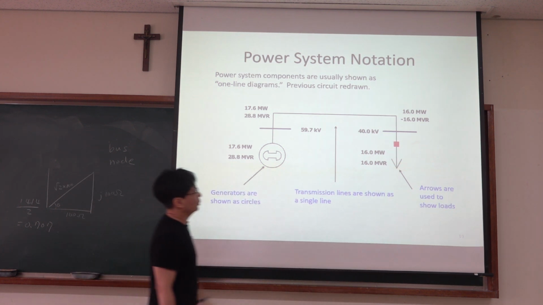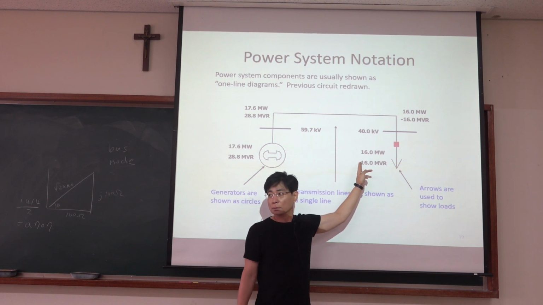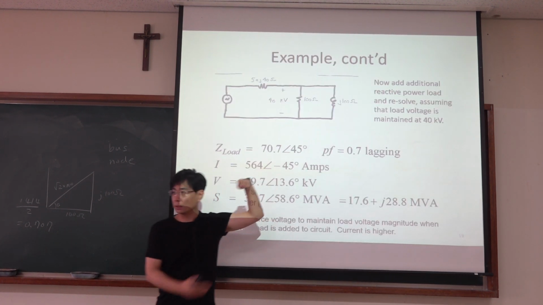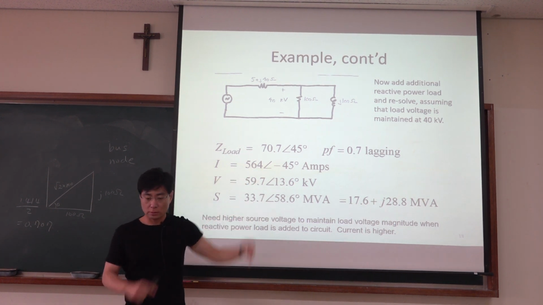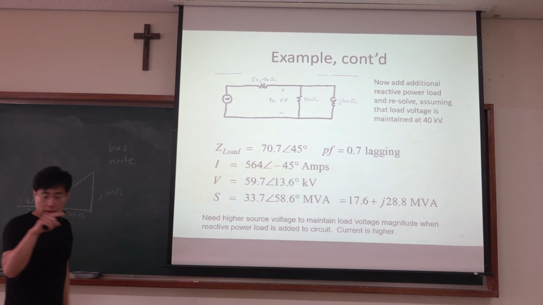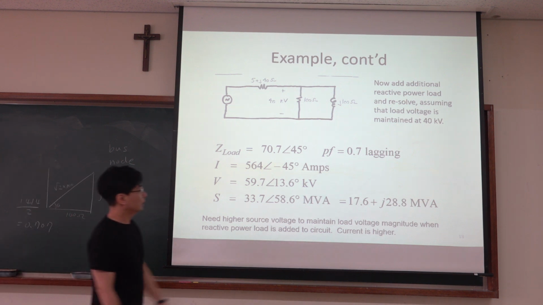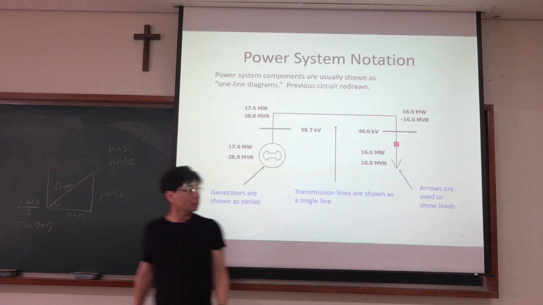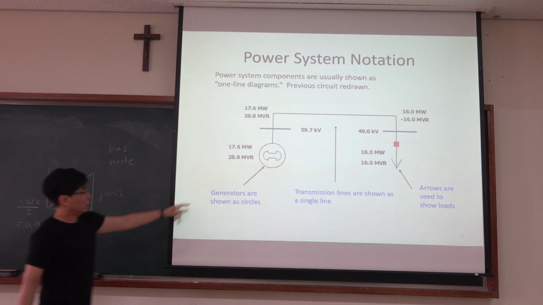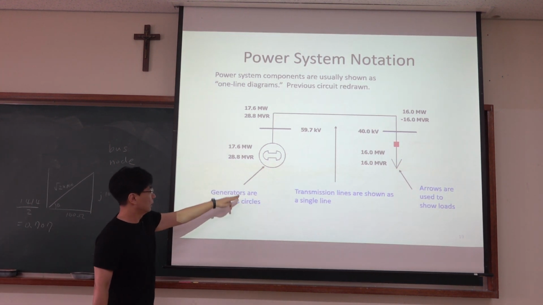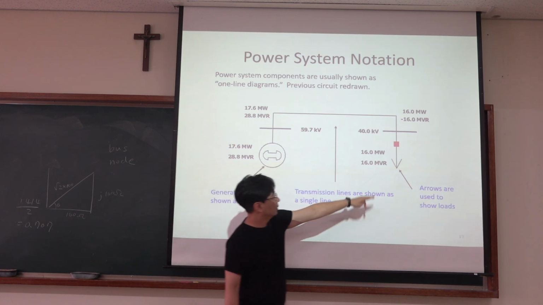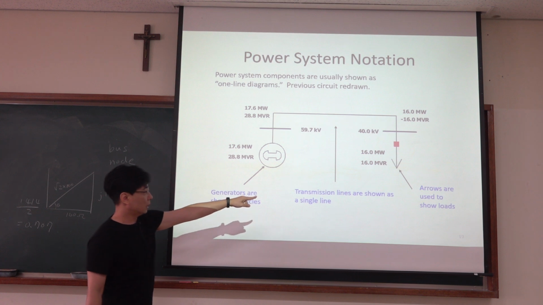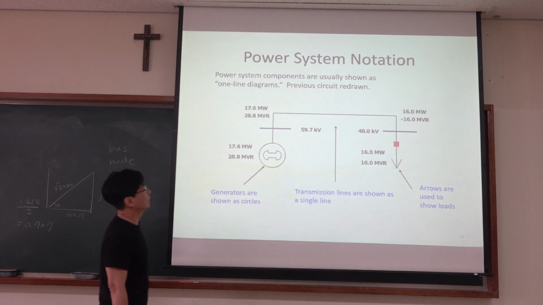By the way, how can you compute these two? Well, you know the voltage at the load side and the current at the load side. So S equals V times I conjugate. You can compute that, and this is the result. This is a typo, this should be plus, okay? Generators are shown as circles. Arrows are used to show loads. And transmission lines are shown as a single line.